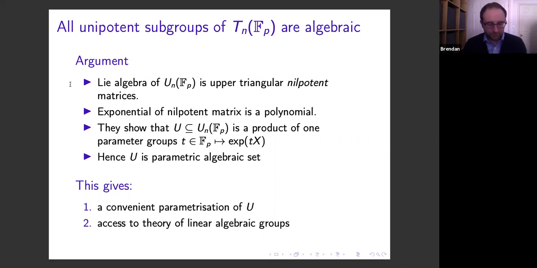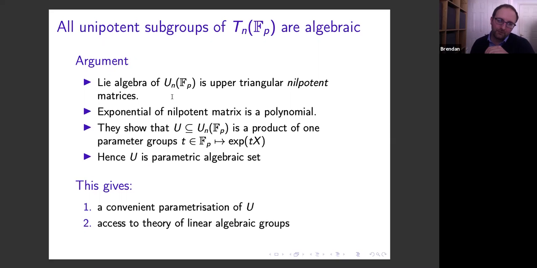So the idea behind this is roughly the following. If you look at the full unipotent subgroup over FP, its Lie algebra consists of upper triangular matrices with zeros on the diagonal, and those are nilpotent matrices. Since if you take powers of nilpotent matrices, eventually they go to zero, you can define the exponential of the nilpotent matrix, and there's a nice exponential-log correspondence between this unipotent group over FP and its Lie algebra.